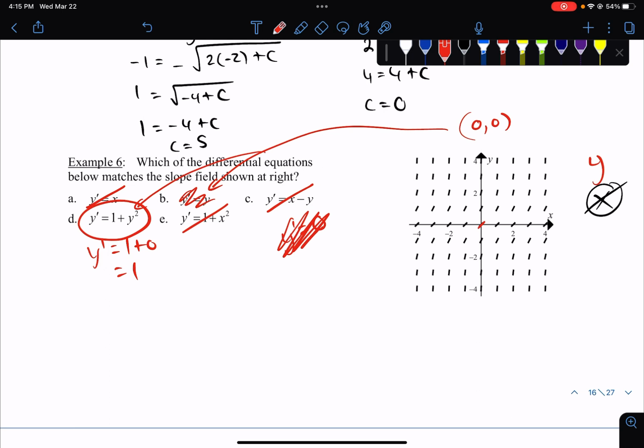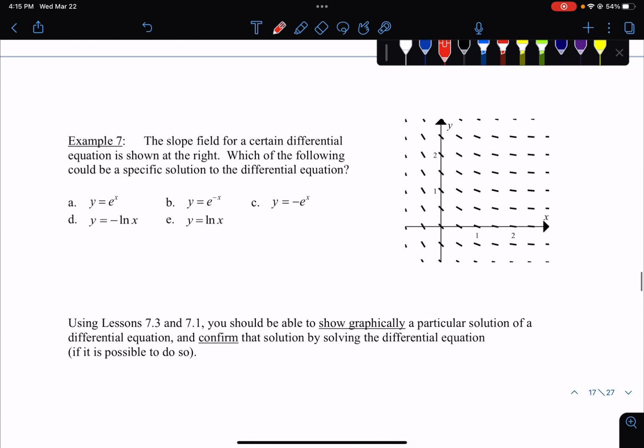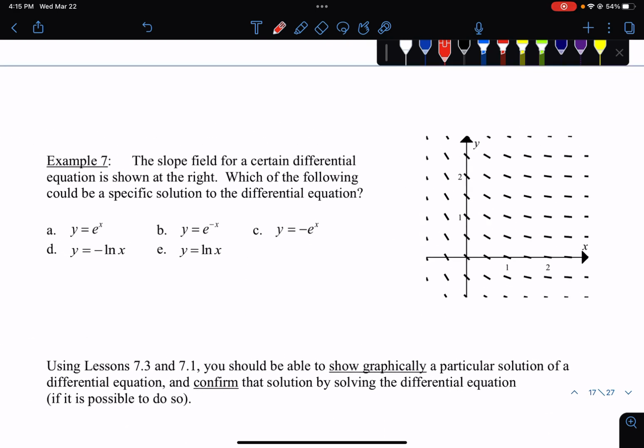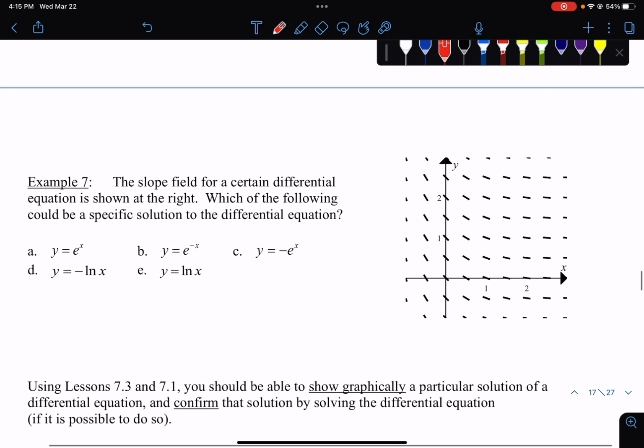So you use the graphs that it gives you and the slopes on that graph to try to figure out which function is even possible, okay? Example 7 is a little bit different because in example 7, it gives us the slope field and it wants us to pick which actual function could match this slope field.